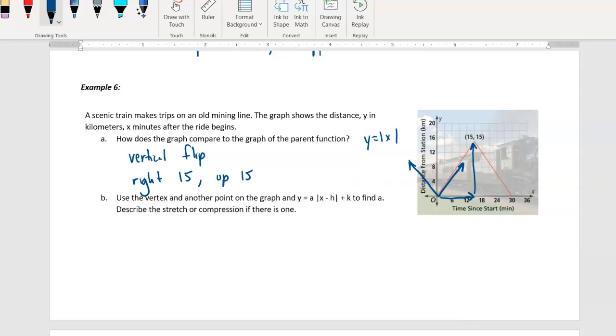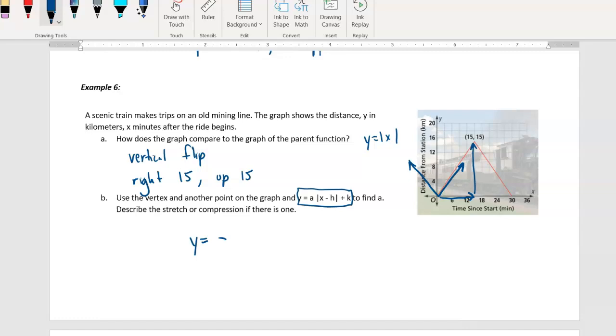So we want to find an equation in this form. That's basically what this is asking for. We want to write an equation in that form. So let's use what we just said. It's got a vertical flip. So we're going to move to the right 15 and up 15. So if it's going to be a vertical flip, we'll just say it's a negative.